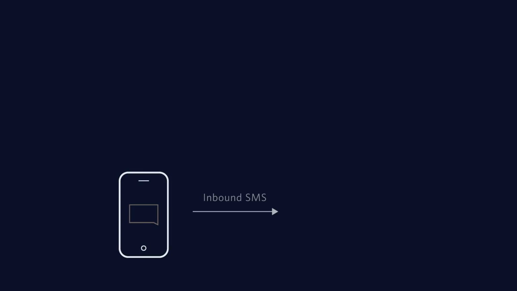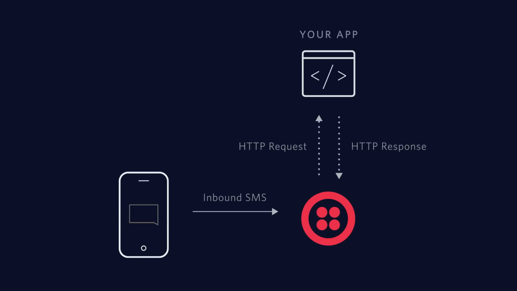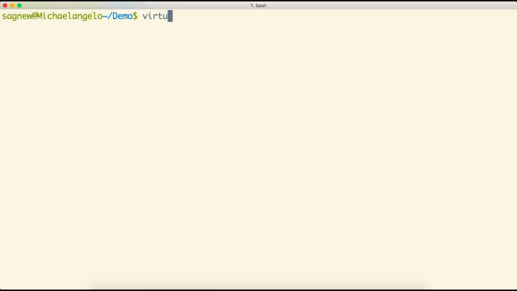When someone texts your Twilio number, Twilio makes an HTTP request to your app. Details about that SMS are passed via the request parameters. Twilio expects an HTTP response from your web app in the form of TwiML, which is a set of simple XML tags used to tell Twilio what to do next. Let's create a Python app that receives a text message and responds to it.